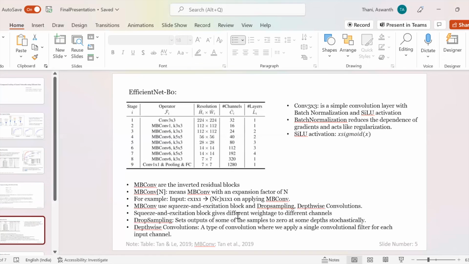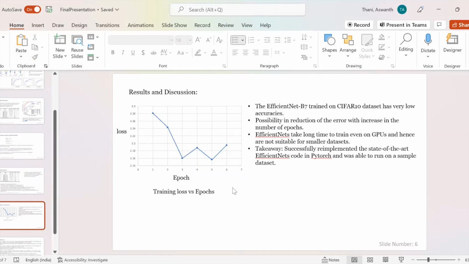Drop sampling sets the output of some of the samples to zero in a given mini batch at various depths stochastically. This plot gives the training loss versus the number of epochs when EfficientNet B7 is used on the CIFAR-10 dataset available in PyTorch. As we can see, the accuracies are very low indeed. One possible reason is that we are using only very few epochs, but the constraint here is that EfficientNets are very huge and have a large number of parameters, so they take a long time even on training GPUs.